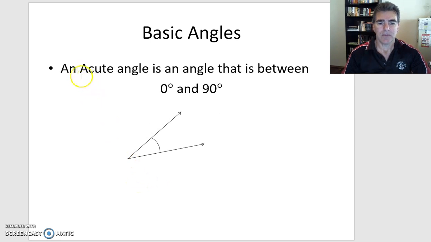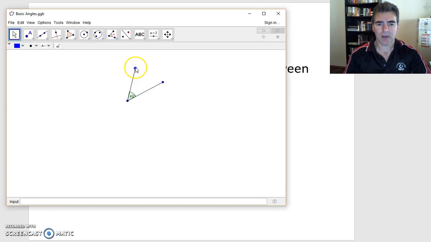So let's have a look. An acute angle. This is an angle that's between 0 and 90 degrees. So when we turn anywhere from 0 up to 90 degrees, any of those angles in between there are acute angles. So if we come back to our angle device here, you can see anywhere from 0 degrees up to 90 degrees, anywhere in between that are all acute angles.